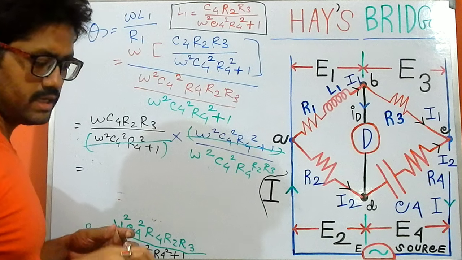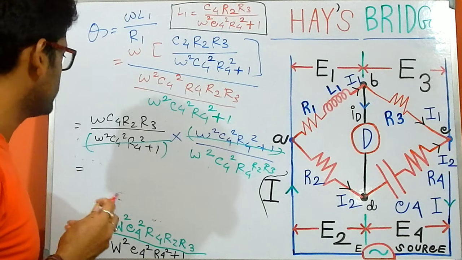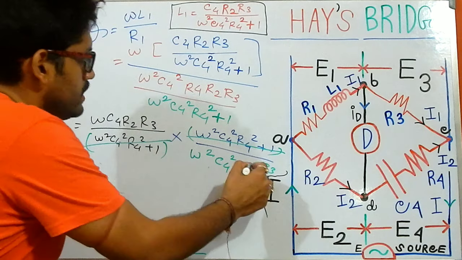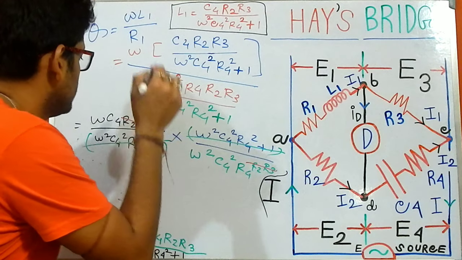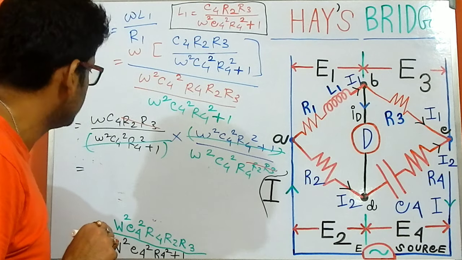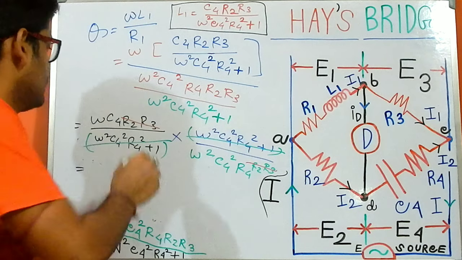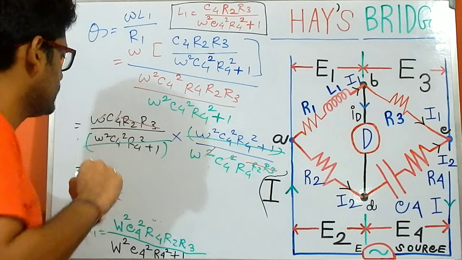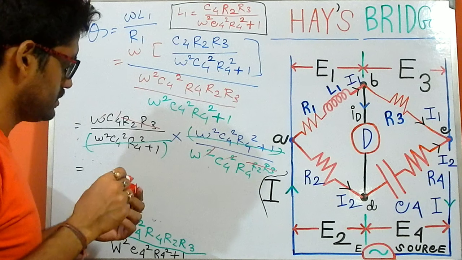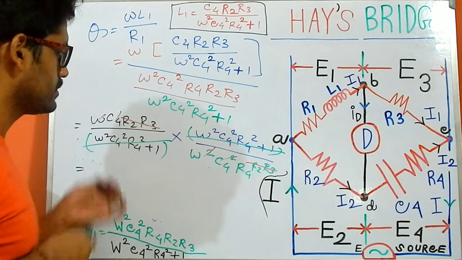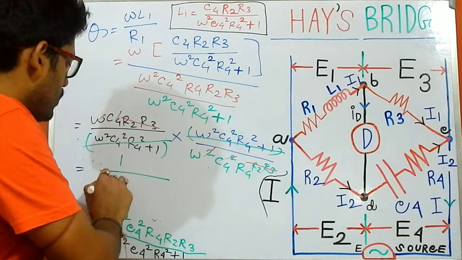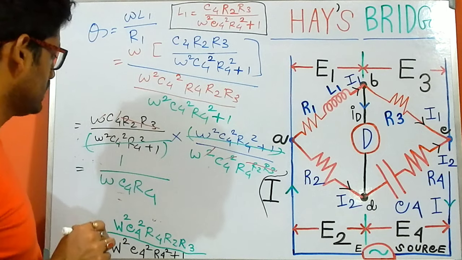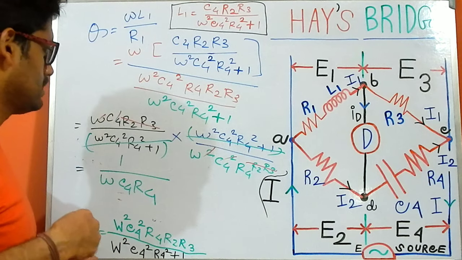What we require here: these R2, R3 will cancel, and I can see that this omega is cancelled with this one, this omega square is cancelled with C4, and R4 is present here. So the final expression of our Q factor is 1 by omega C4 R4. This is our final expression of the Q factor.